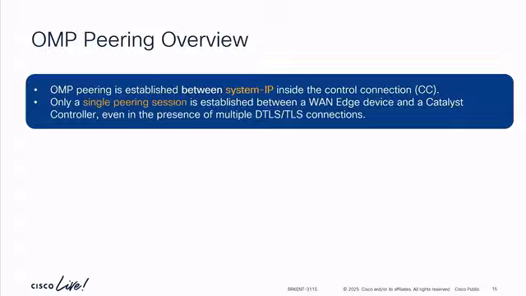And there is no configuration command at this moment that we can use to see which control connection is being used for the OMP peering inside that DTLS connection. If any of the DTLS connections being used to establish the OMP peering goes down, then the WAN edge device will automatically switch that OMP peering towards the next available TLOC, which has established a control connection with it.